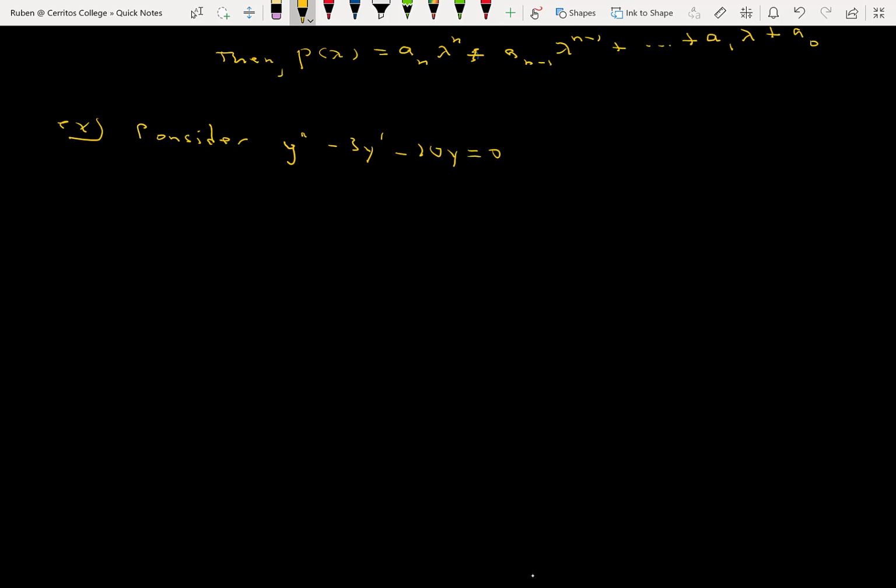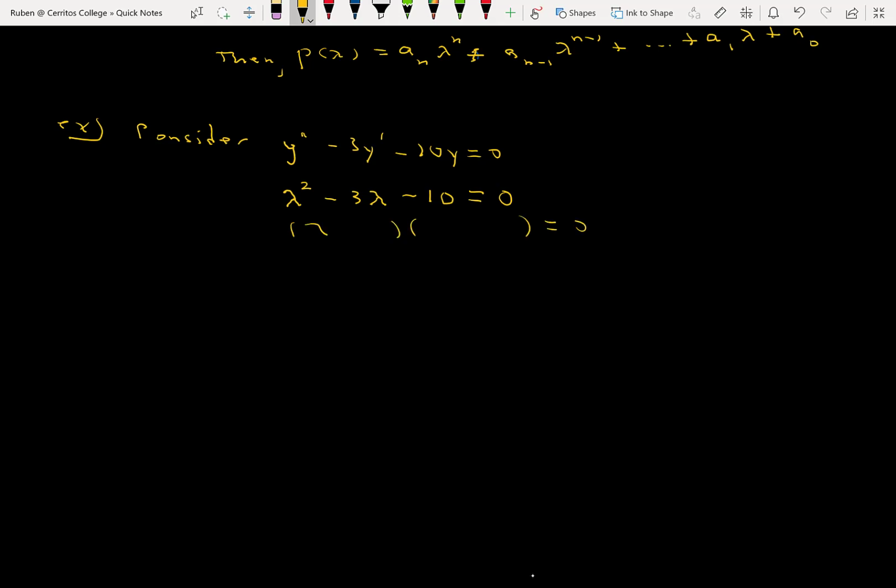equals 0. Okay, so the order of the differential equation is 2, and that second order corresponds to the second power in the auxiliary equation. So we're looking at lambda squared minus 3 lambda. The first derivative corresponds to the first power, and the 0 derivative, which gives us the original function, corresponds to lambda to the 0, or just the constant, minus 10 equals 0. All right, so this is a polynomial equation. More specifically, it's a quadratic equation, and this one can be factored really easily. So let's solve this quadratic.